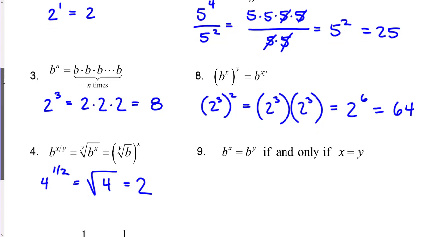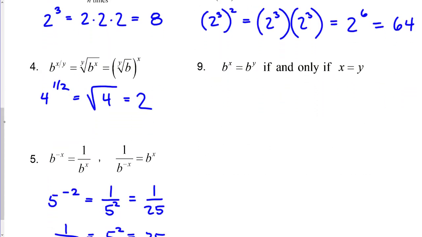Next up is a property that we use for solving equations, which I'll show you later in the video. b to the x is equal to b to the y if and only if x equals y. This is used to solve equations, and I'll show you how that works in a little bit.